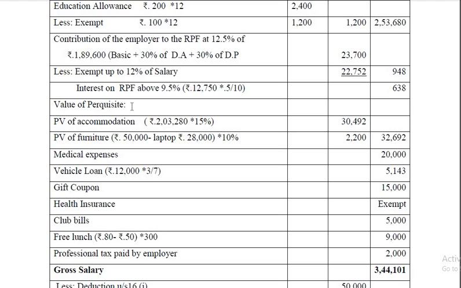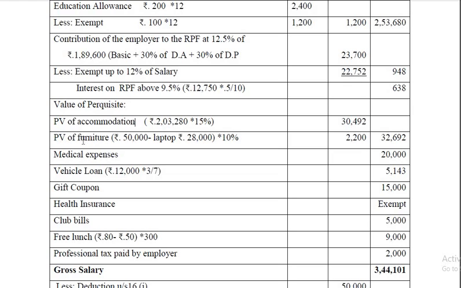Next, we'll look into the perquisites. Perquisite value of accommodation. So I told you basic, that part of DA and DP which enters into retirement benefits, and all taxable allowances you have to take. That comes to 2,03,280. Separately a working note has been given. So accommodation is owned, therefore 15% of the salary of the employee, 2,03,280, that comes to 30,492.